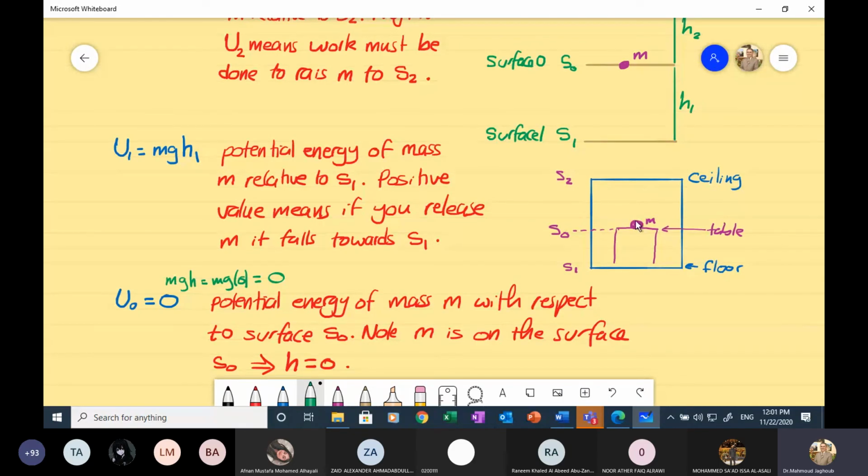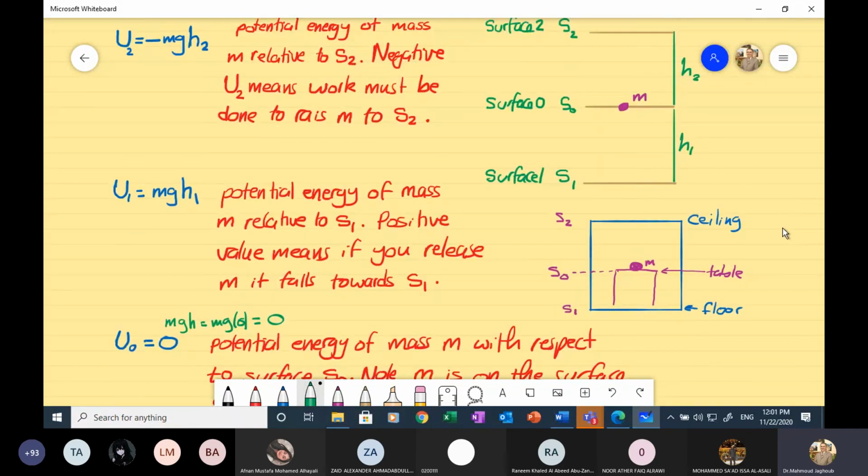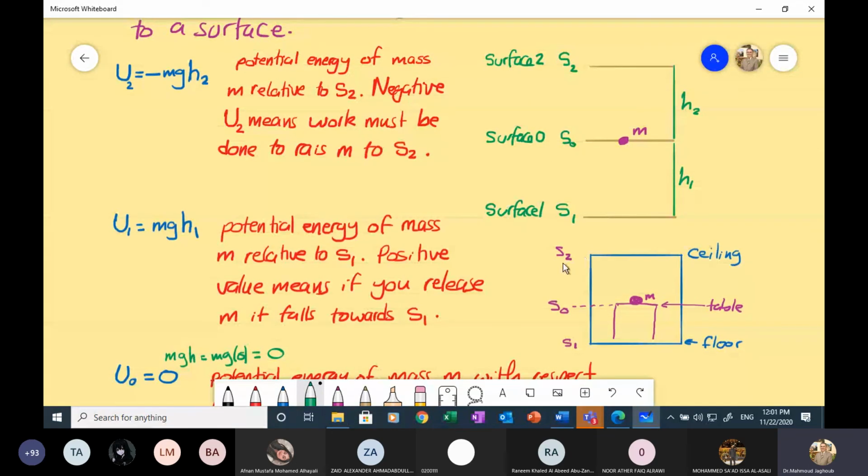Since this mass M is below this surface, H here is negative, and therefore the potential energy of this mass with respect to S2 is negative. Here it is, minus mgh2. So the potential energy of mass M relative to S2, negative U2, means work must be done to raise M to S2. We have to do work to take it up here.